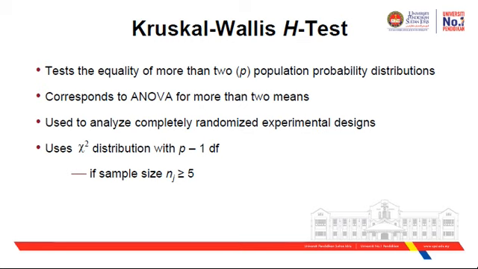For this test, we compare with the chi-square distribution with degrees of freedom p minus 1. P here represents the population or the category or the group. We can only use this test statistic if the sample size, nj, for each group is greater than or equal to 5, meaning a minimum of 5 samples for each group.